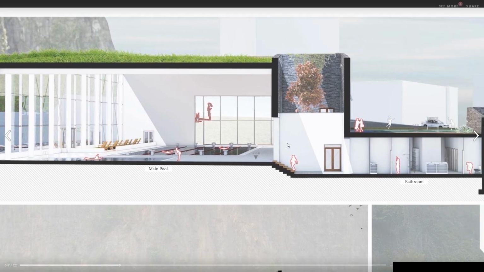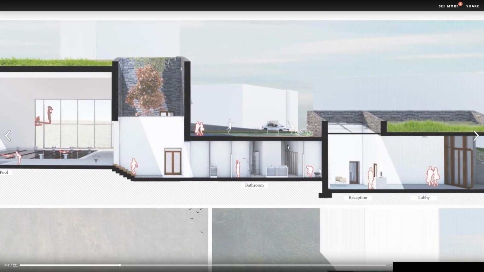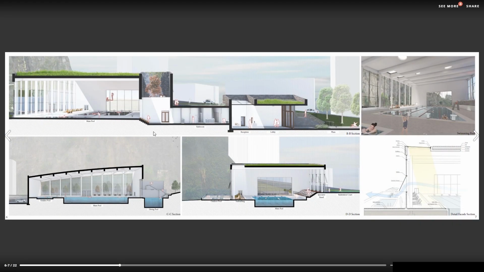The people, I think, are a little bit distracting. Again, I just think they're distracting. I'm not able to really focus on what your building is. So that's just an architecture critique.